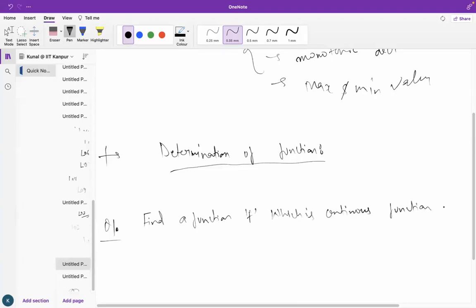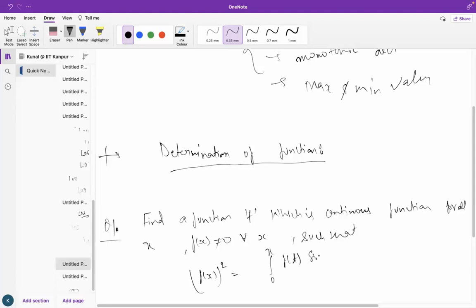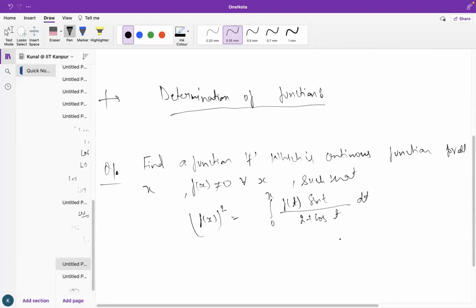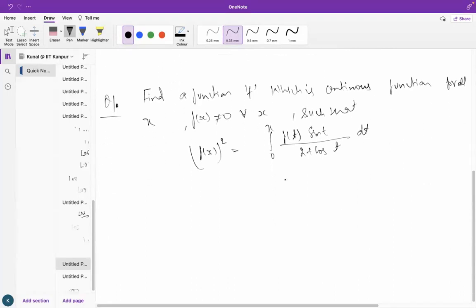for all x, and one thing is given: f(x) is not equal to 0 for all x, and such that (f(x))² is equal to the integral from 0 to x of f(t) sin t divided by 2 plus cos t dt. So you have to actually calculate this function.